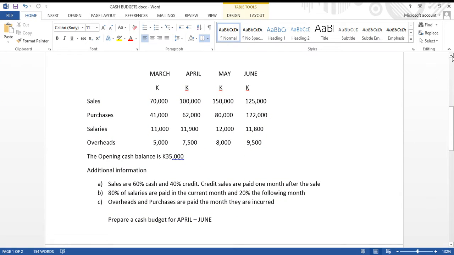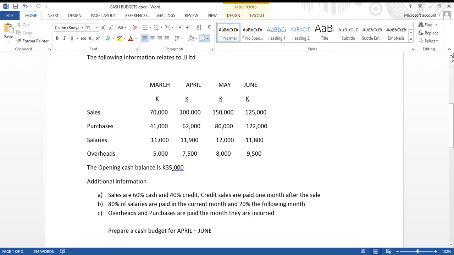All right, another example here. The following information relates to JJ Limited. It gives information on sales, purchases, salaries, overheads. Opening cash balance is 35,000 kwacha.